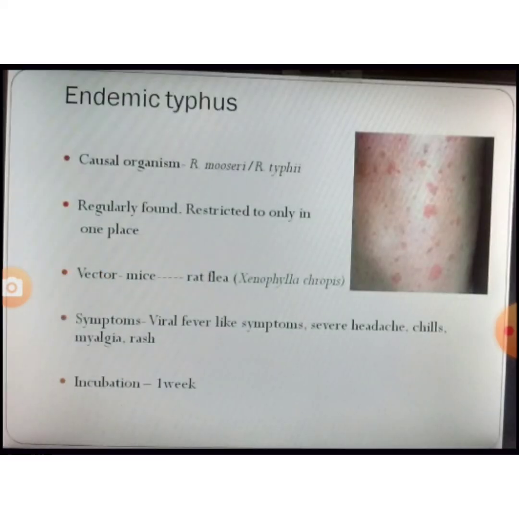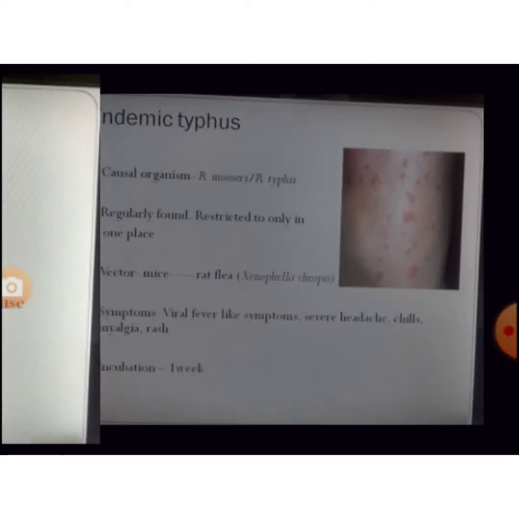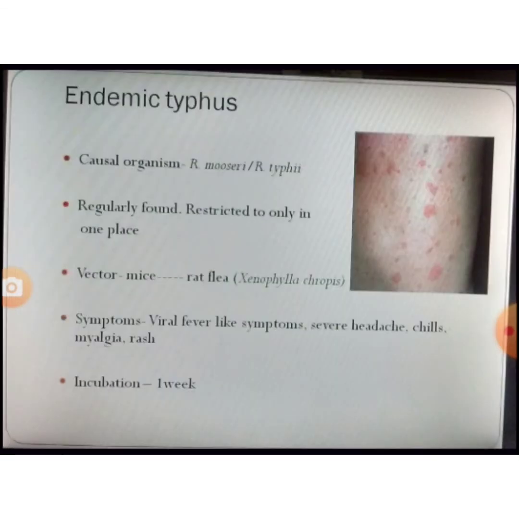Coming to the third one under the typhus group, that is endemic typhus. If you see endemic typhus, the causal organism is Rickettsia mooseri or Rickettsia typhi. It is the same organism, different people have given them different names. What is the meaning of this endemic typhus? How is it different from epidemic?